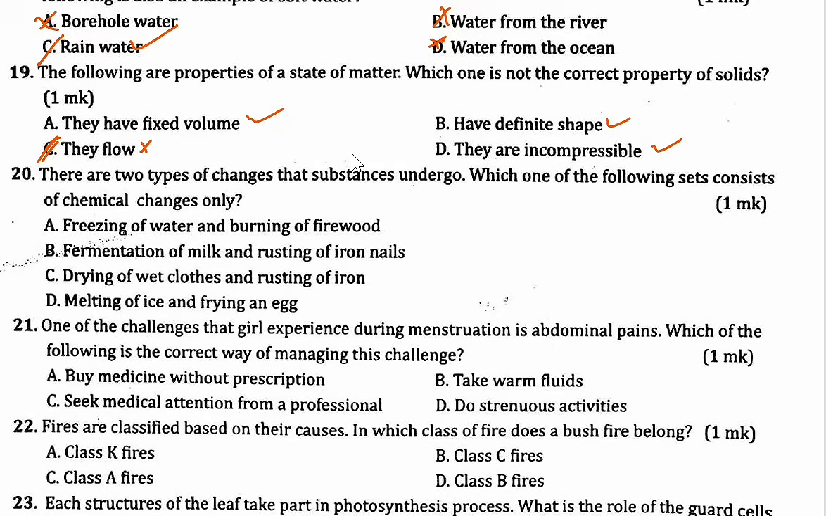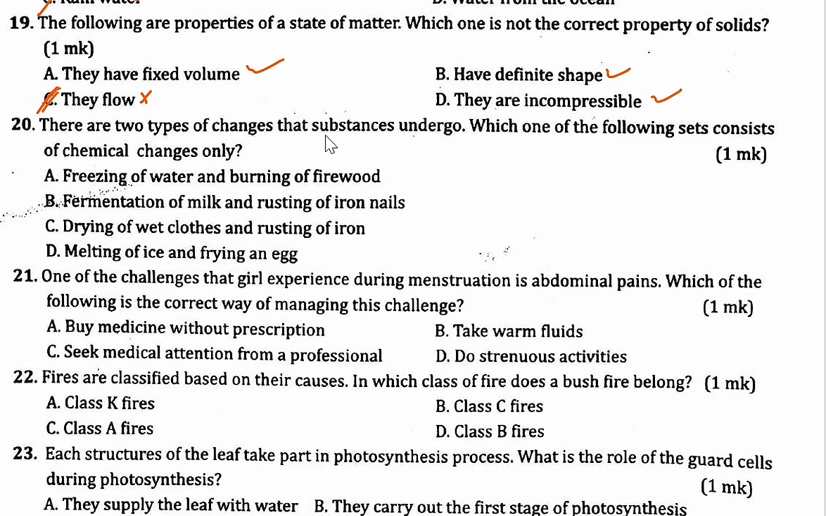Number 20. There are two types of changes that substances undergo. Which one of the following sets consists of chemical changes only? The easiest way to understand chemical changes is that these are changes that cannot be easily reversed. So you look for the one which you cannot reverse. For example, freezing of water, you can reverse it, but when you burn firewood, we get ash, you cannot reverse it. And therefore we want chemical changes only. Freezing of water is not a chemical change, therefore this is not the correct answer.